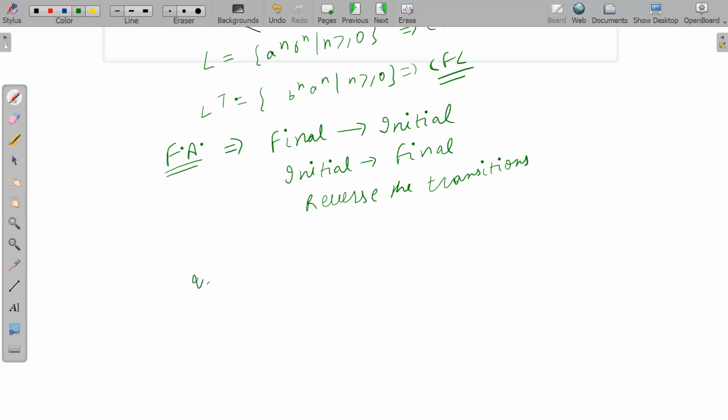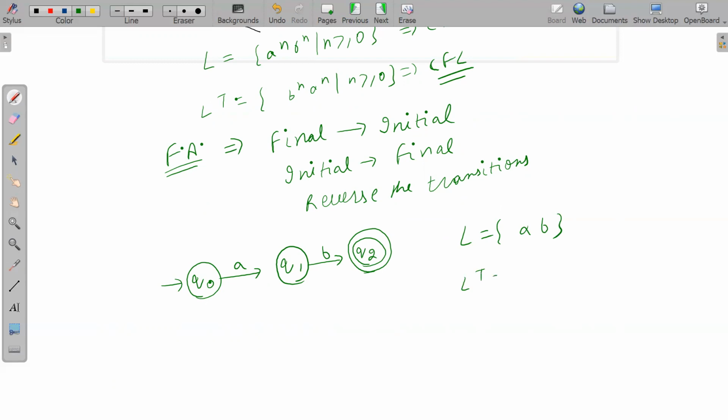Let me give you an example. This is your initial state Q0. After reading A, you are going to Q1. And on Q1, let me make it very simple for you, after reading B, you are going to Q2. And Q2 is your final state. This is your FA, so the language will contain only one string, that is AB. Now L transpose, or L reversal, will be BA. So how can you find BA?